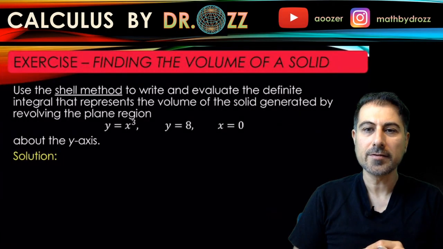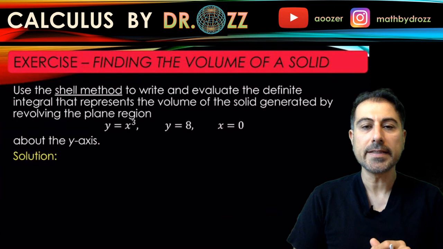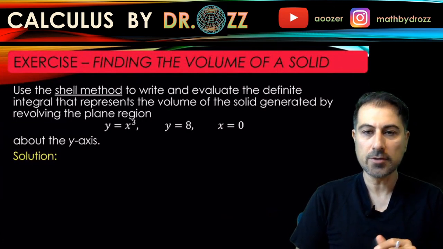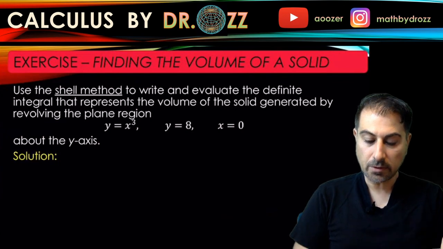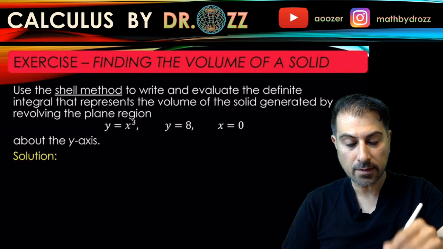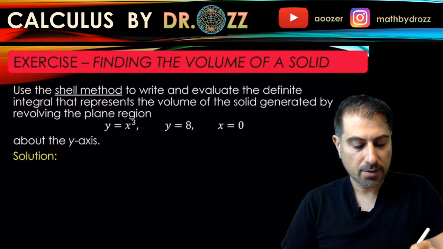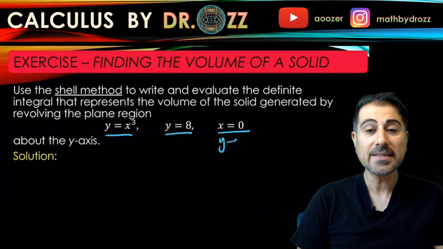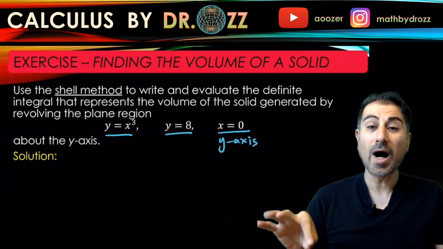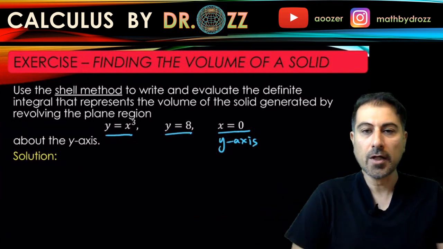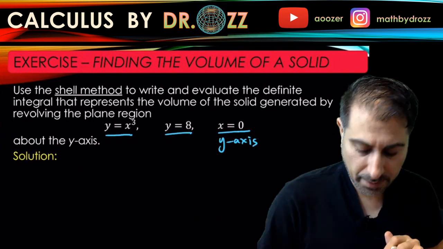All right, let's start. We're going to use the shell method to write and evaluate the definite integral representing the volume of the solid generated by revolving the plane region. We have 3 different curves provided to us. One is the cubic here. This one is a horizontal line, and then this one is the y-axis. x equals 0 is the other name of the y-axis. And we're going to revolve this region about the y-axis. We are specifically told to use the shell method, not the disk or washer method.